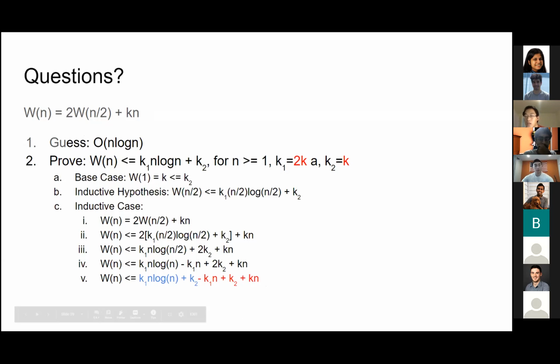Sweet. Any more questions? Okay, awesome. Yeah, so to practice this, I would recommend just coming up with a recurrence and then going through the process and trying to prove it. That's basically what I did to come up with this example. I just thought of some recurrence and then went through all the steps and it turned out pretty well. So yeah, that's it for me.